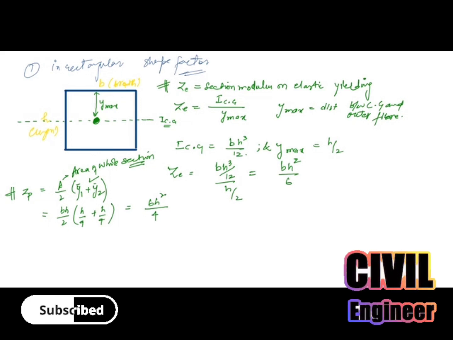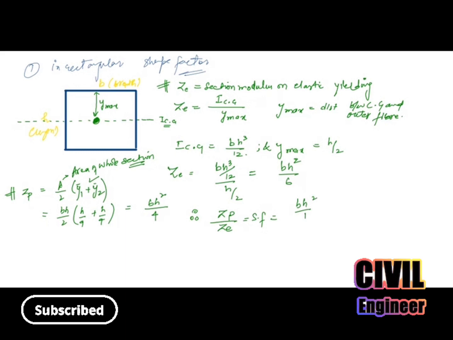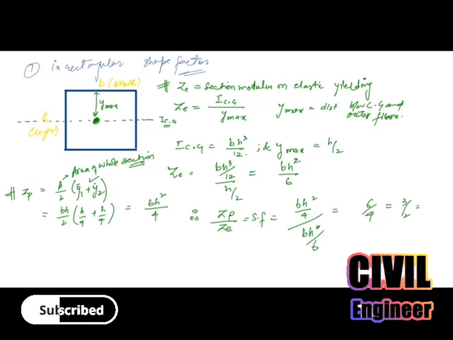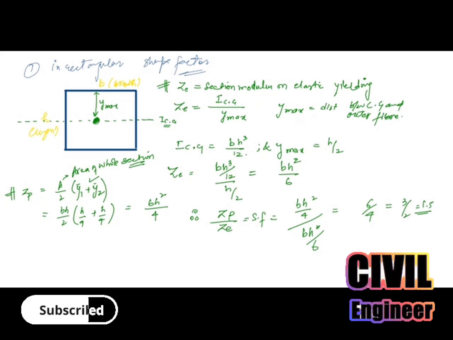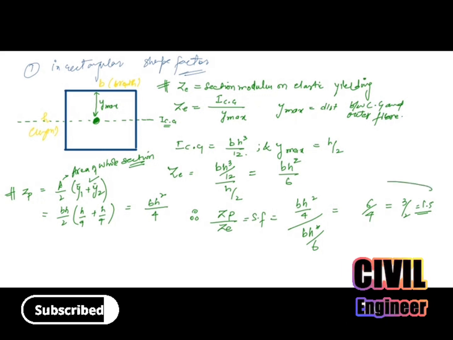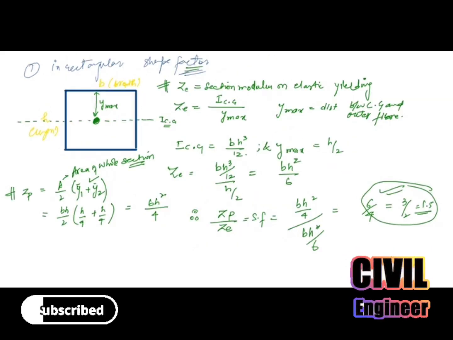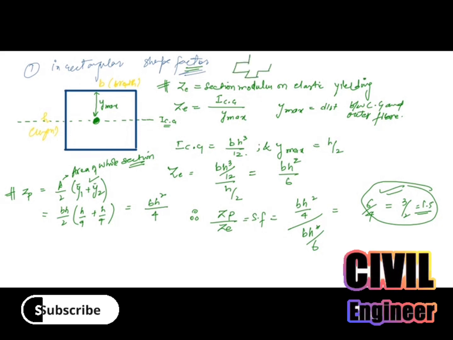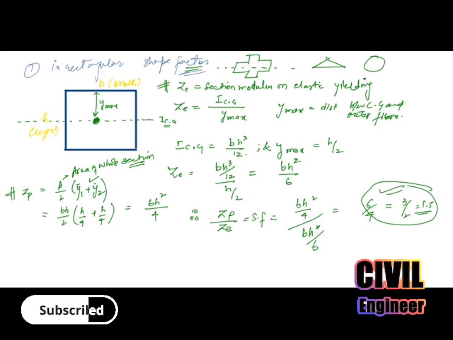Therefore, ZP divided by ZE, which is the shape factor for a rectangular section, will be ZP, that's BH square divided by 4, divided by ZE, which is BH square divided by 6, which is equal to 6 by 4, that is 3 by 2, which is equal to 1.5. So the shape factor for this rectangular section will be 1.5. We can calculate the shape factor for any shape: for a triangle, for a circular section, for a diamond.